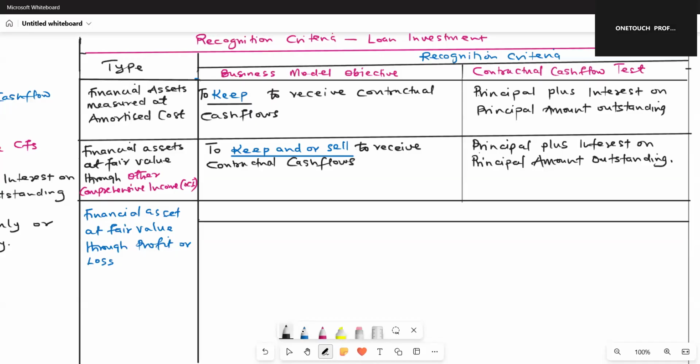if the loan investment does not meet any of the first two criteria, that is amortized cost and fair value through OCI, then it is at fair value through profit or loss. Did you get it? Any other debt or loan or investment?